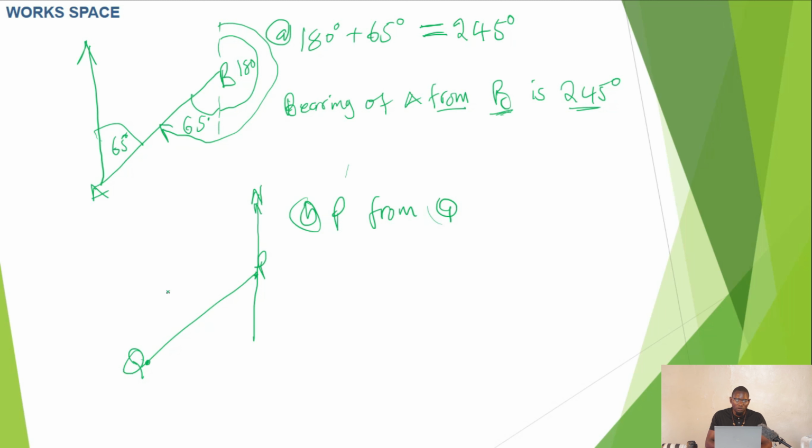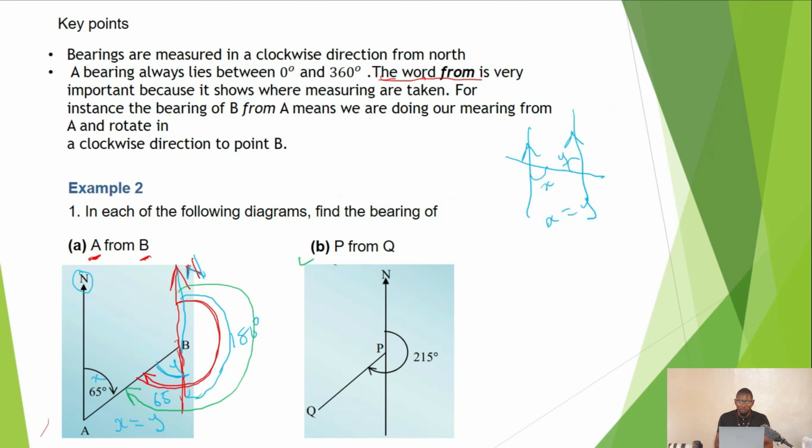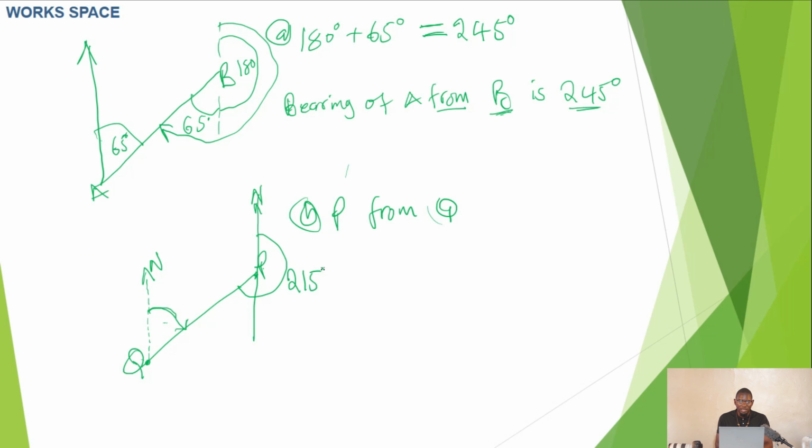So you have to go to point Q and make your true north. Then you have to measure clockwise from the north until you meet the line that has point P. So meaning it's just this angle that we're looking for. Here they have given us 215 degrees. Then they are asking us to find this angle.